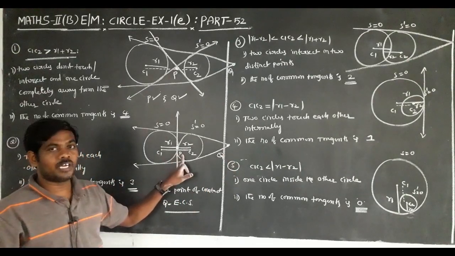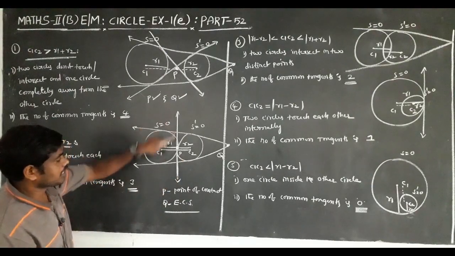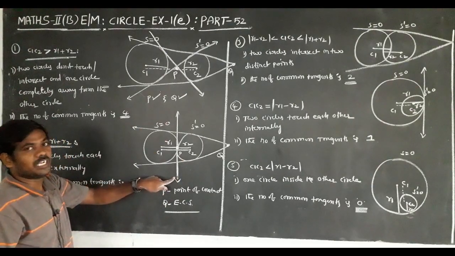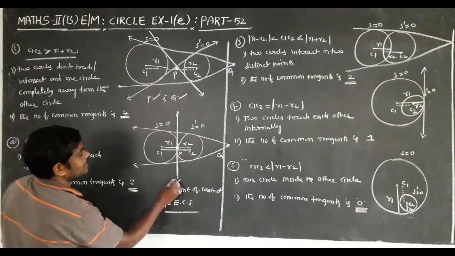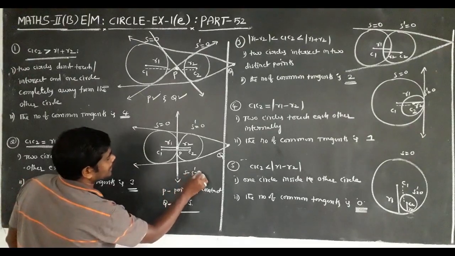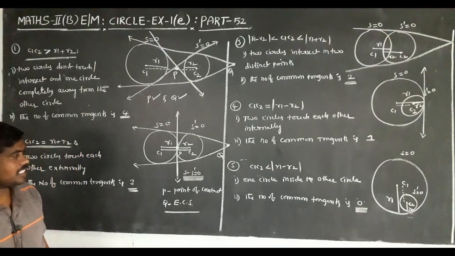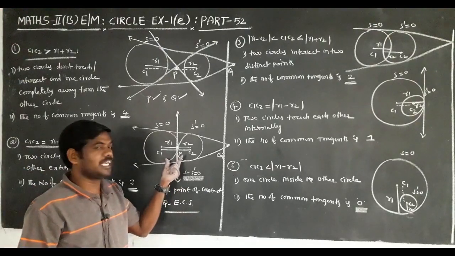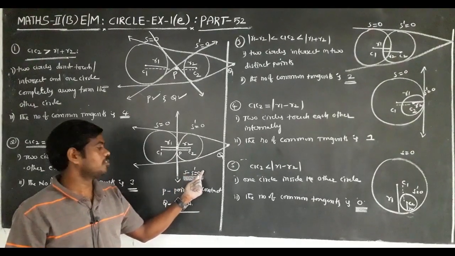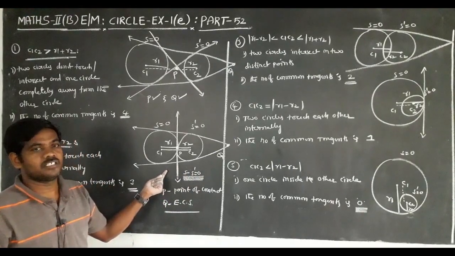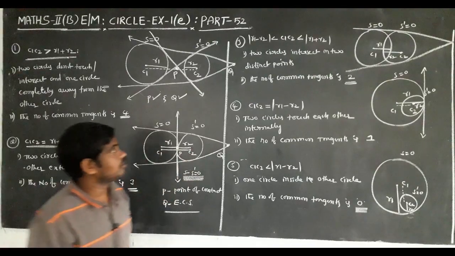P is the point of contact. This is the common tangent. If two circles touch each other externally, the common tangent equation is S minus S dash is equal to 0. S minus S dash equal to 0 is the common tangent to the circles S equal to 0 and S dash equal to 0.